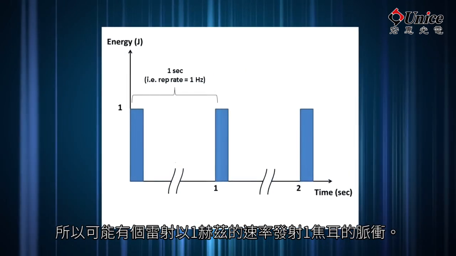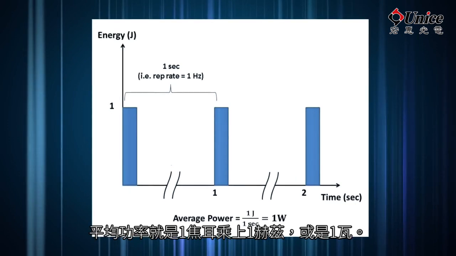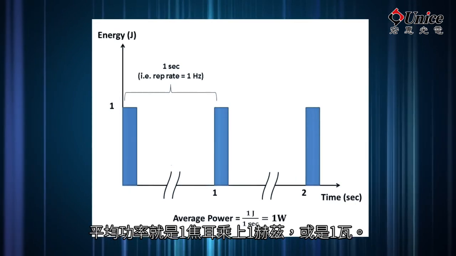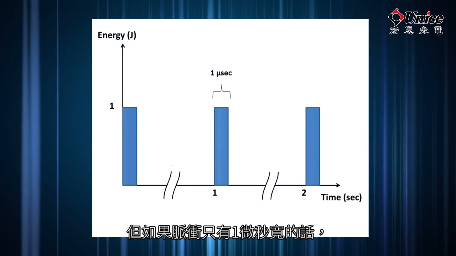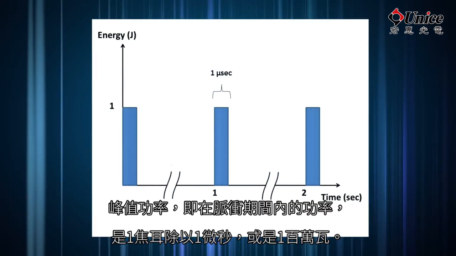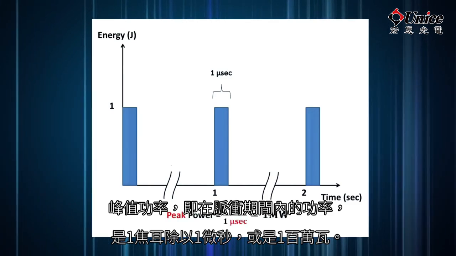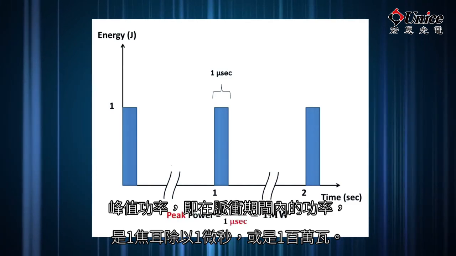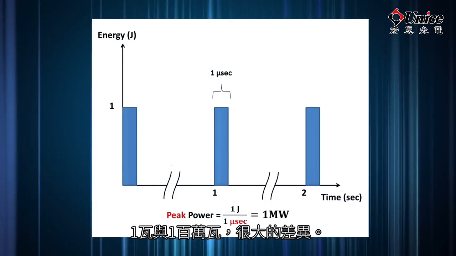So you might have a laser emitting 1 joule pulses at a rate of 1 hertz. The average power is simply 1 joule times 1 hertz, or 1 watt. But if the pulses are 1 microsecond wide, the peak power, the power during the course of a pulse, is 1 joule divided by 1 microsecond, or 1 megawatt. 1 watt, 1 megawatt. Big difference.